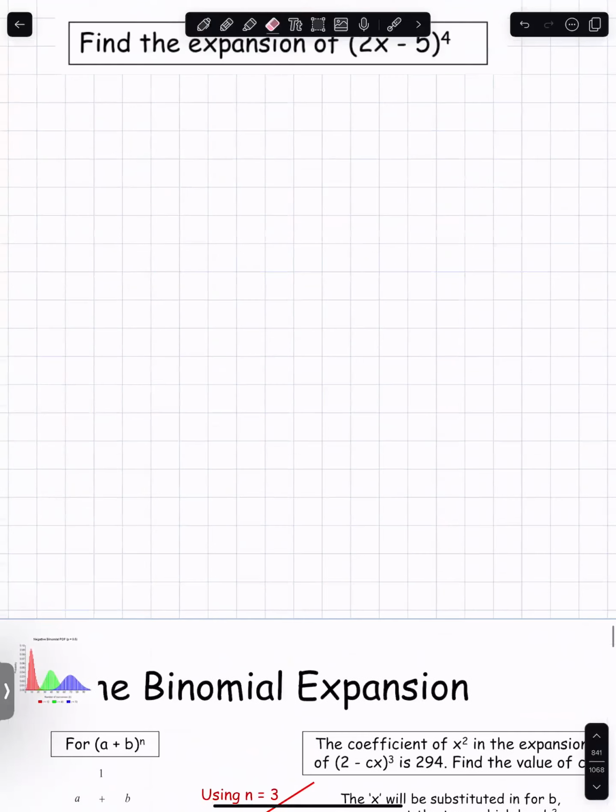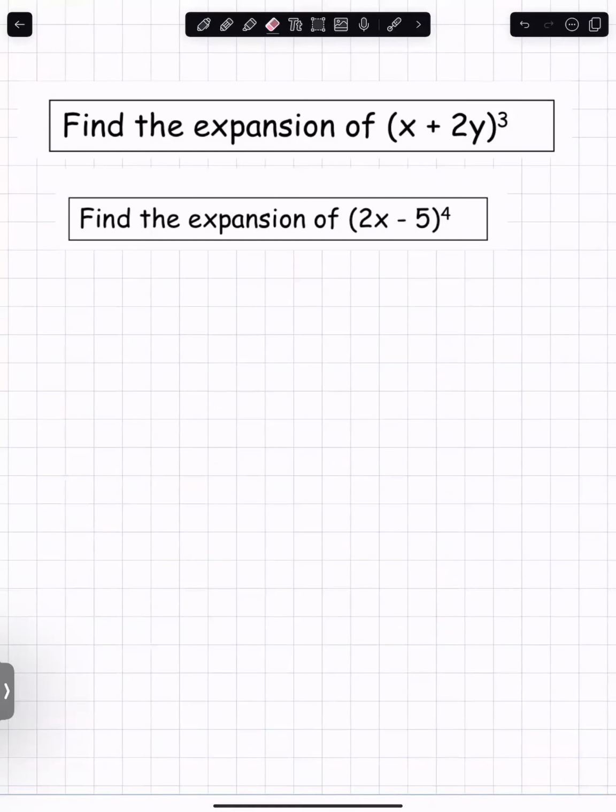expansion. So this is what we have: find the expansion of x plus 2y cubed. So bringing down my x plus 2y raised to the power of 3. Okay, this is power of 3, and the power of 3 we have it as 1, 3, 3, 1. Take note of that. Just bring this down. Also, 1, 3, 3, 1 is what we are using.